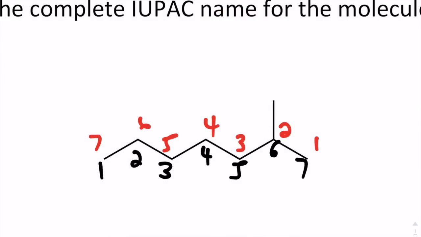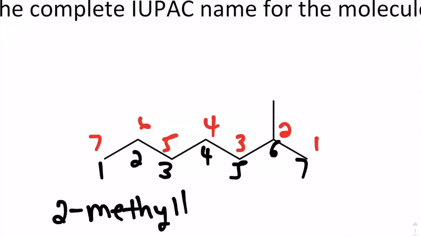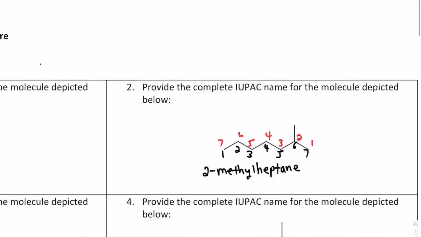So substituents go in front of the name. So we would indicate the position of that substituent like this: 2-methyl, and this is a 7-carbon chain. So we can just add the word heptane, and it's all one word. 2-methylheptane. Okay? I think it's pretty easy with one substituent. Let's move on to 3.